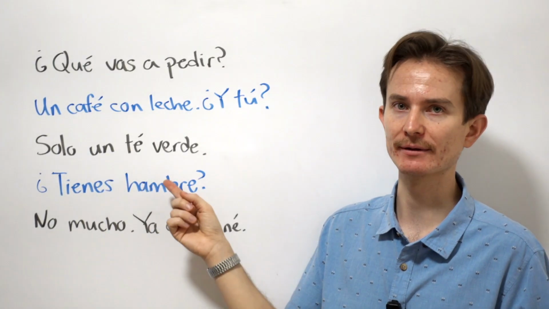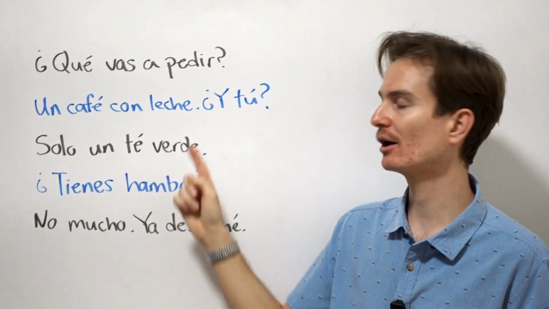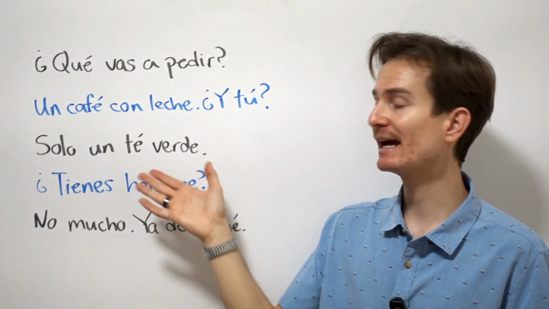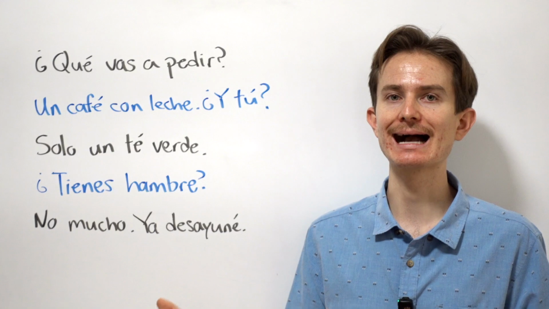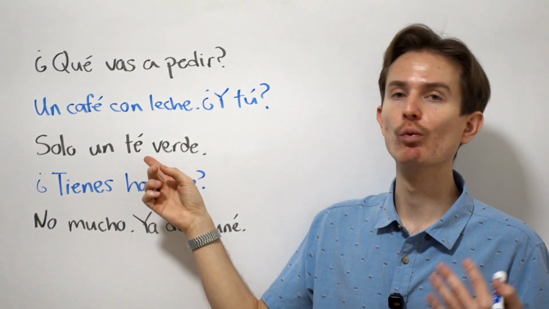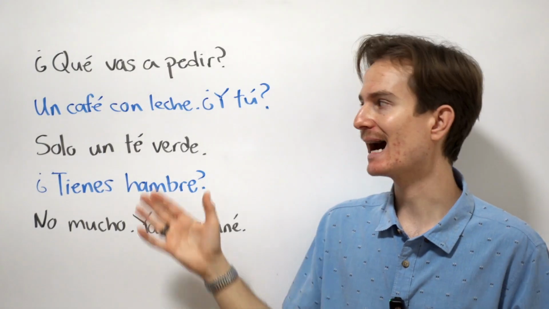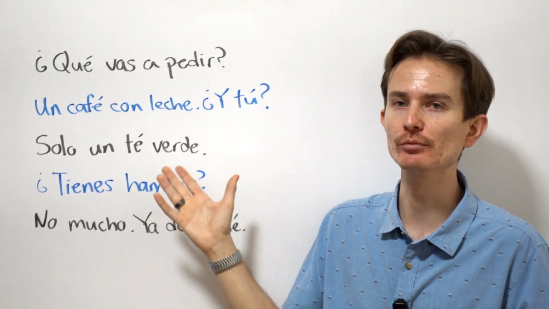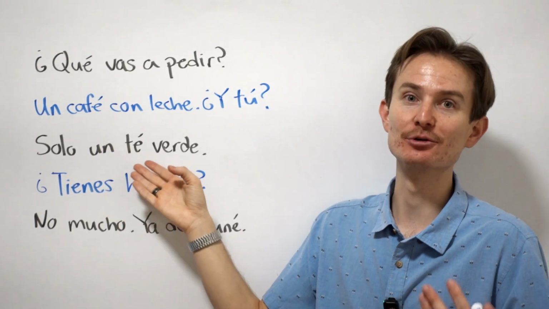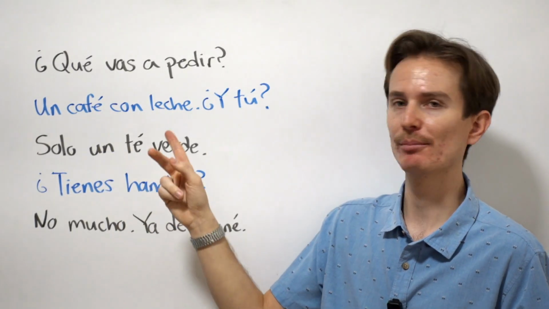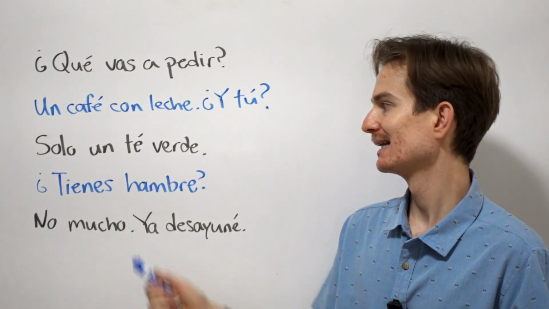Solo un té verde. So just or only a green tea. Now, once again, notice the accent on té. The pronunciation of té and te is the same. It doesn't change, okay? Te without an accent means you. However, té with an accent means tea. Once again, based off of the context, I understand that we're talking about tea and not you. Because it wouldn't make sense for me to say, just a green you. I would say, just a green tea. Okay? But in writing, I'll put that extra accent mark just to let us know that we're talking about tea and not you.